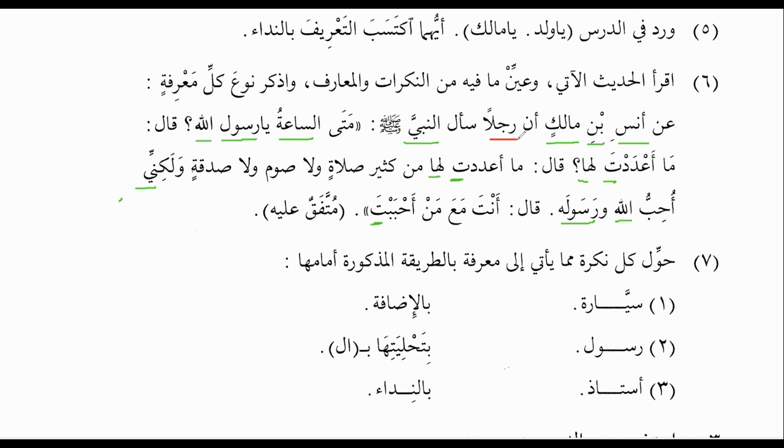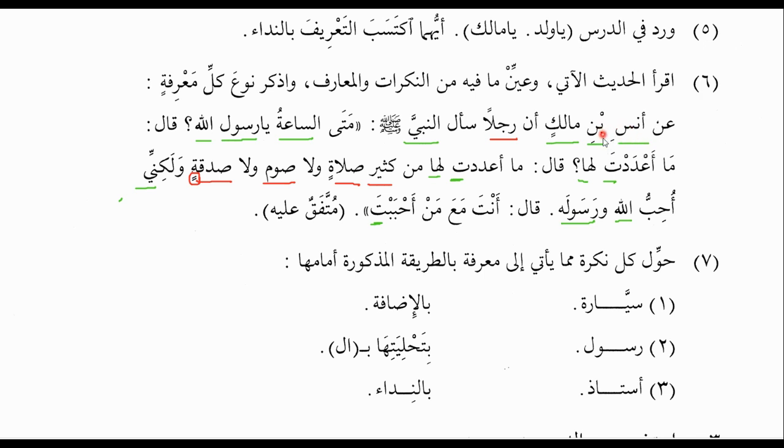Rajulan is nakira. Then mata as-sa'atu ya Rasul. Then adattu laha ma'adat laha kathirin. Salatin, saum, wala saum. This is nakira. You can see the clear tanween here. And then anta ma'a man ahabta. Now, these are all nakira. Now coming to why they are marifa and what are the types. So let's see. Anas is a proper noun.